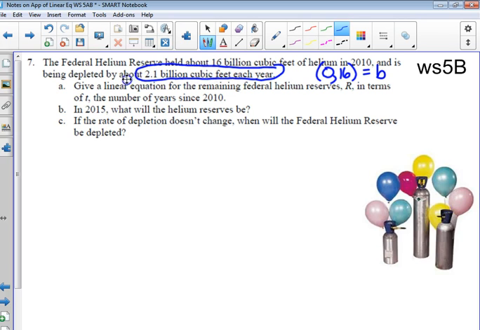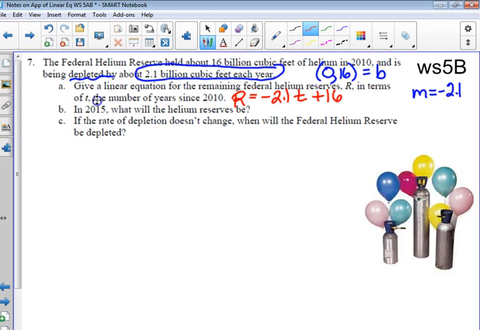What is the slope, though? We got to be careful. Depleted means, yes, negative 2.1 billion cubic feet per year. Okay. So A says write an equation. What would that equation look like? R equals negative 2.1 per year, starting at 16. So you could have written 16 minus 2.1t, the same thing, right?